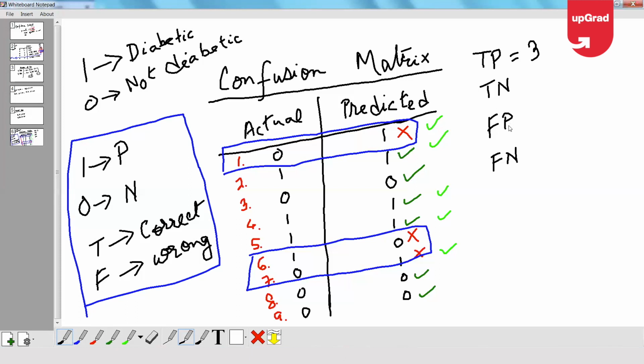Now let's look at the ones where we made a positive prediction but it turned out to be wrong. That is called false positive. I have made a positive prediction which is false, which means this record and this record, 1 and 7. Two false positives, right? And what are the true positives? True positives are 2, 4, and 5.